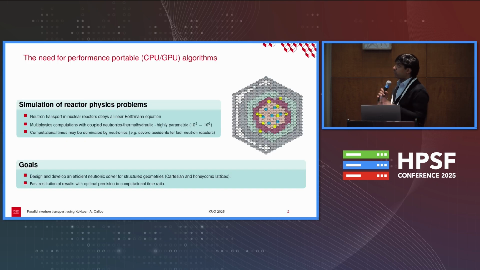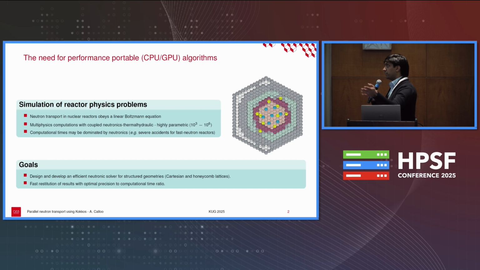So just a quick word about what we're trying to do. At CEA, we're trying to work on a new software stack for solving the Boltzmann equation, which is basically the equation used to represent neutron transport in reactor physics problems. So we are working on how to do this correctly with a whole new software around it, to do multiphysics calculations, etc.